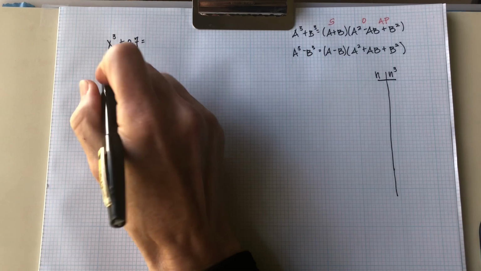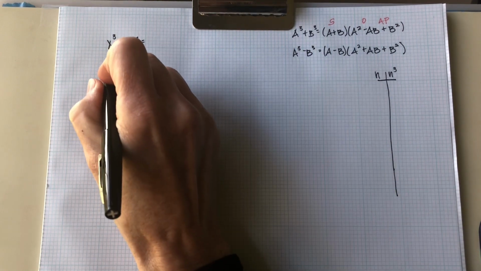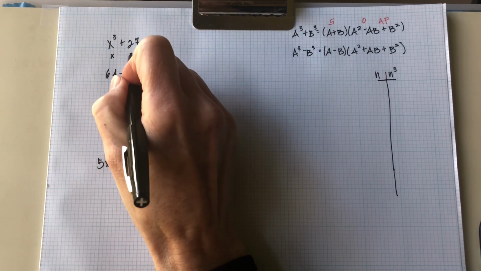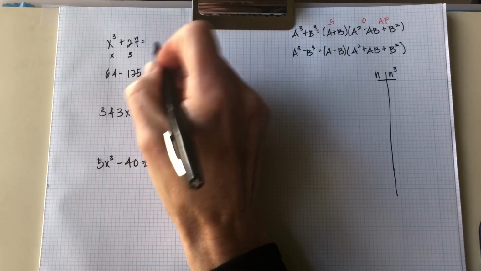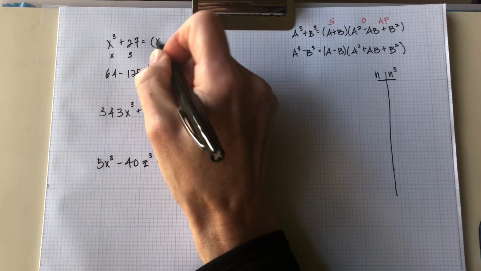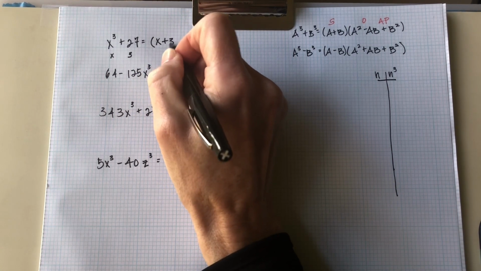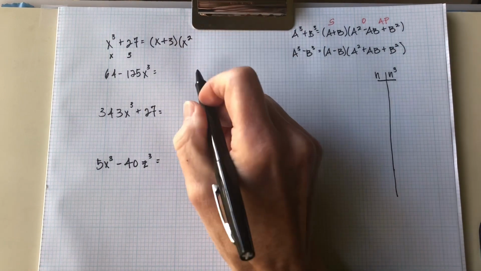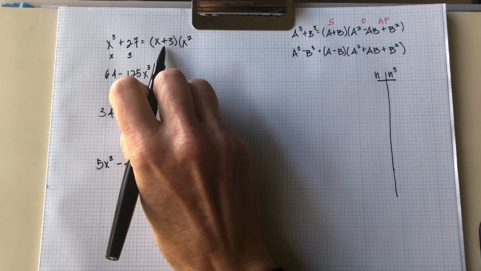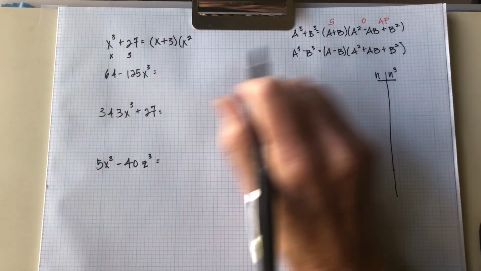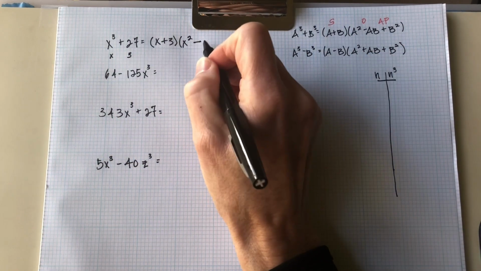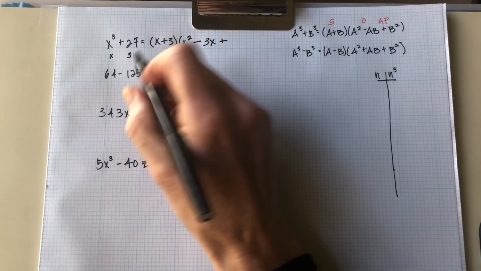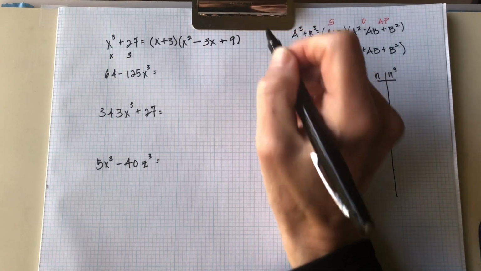So we also can say that our A term is just x, our B is 3. So our A plus B, our first set of parentheses, we're going to have x plus 3, and then we're going to have x squared. Okay, so this sign was the same, right? And now this sign is going to be the opposite. So x squared minus 3x, and then always positive, plus b squared. So that's going to be 9.